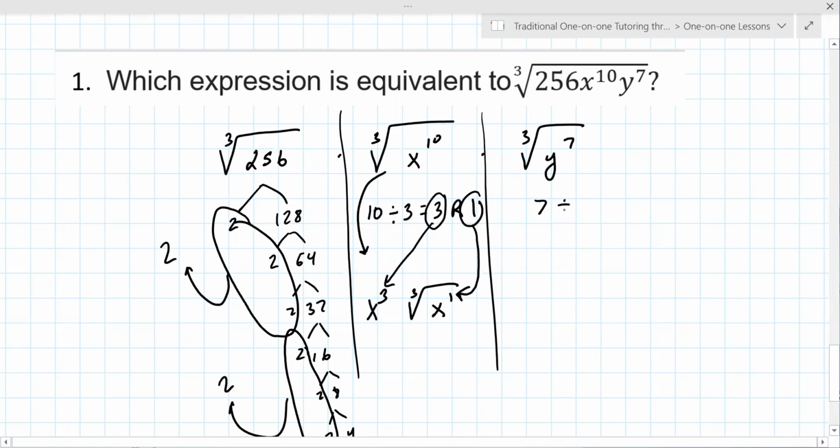It's 7 divided by 3, which is 2 with a remainder of 1. So this becomes y squared. That 2 comes there. Cube root y to the power of 1. I see that. Okay, now before we finish this up, let me go back to the previous problem and show you why this is so important.